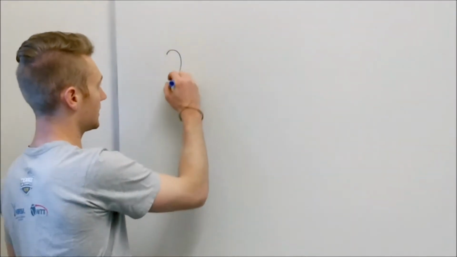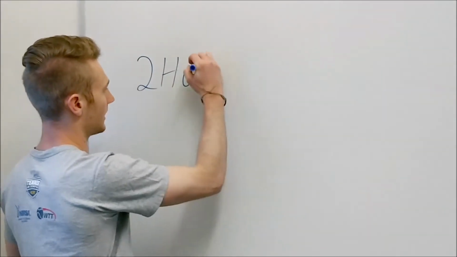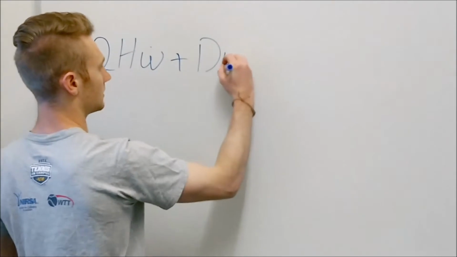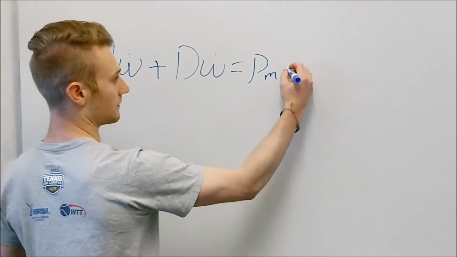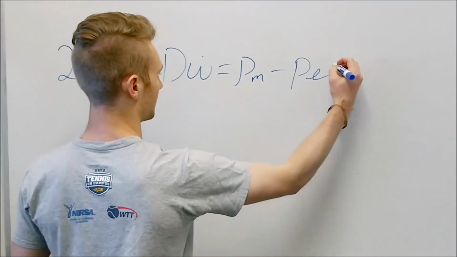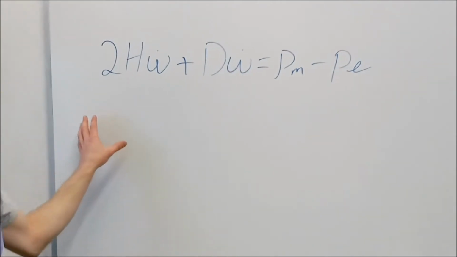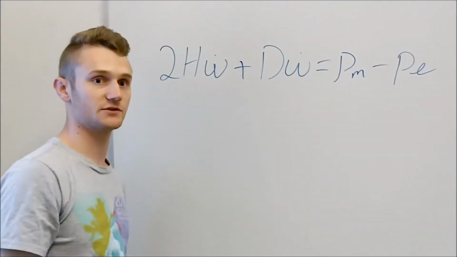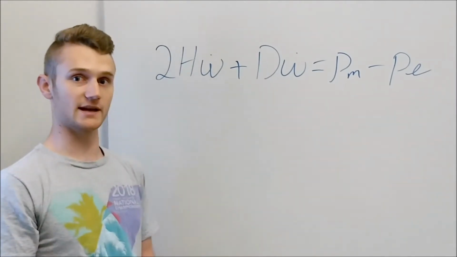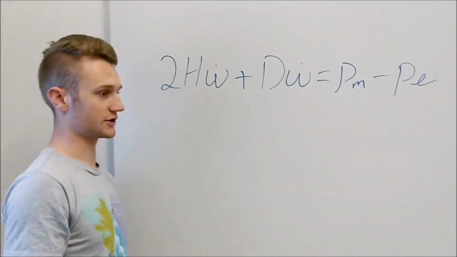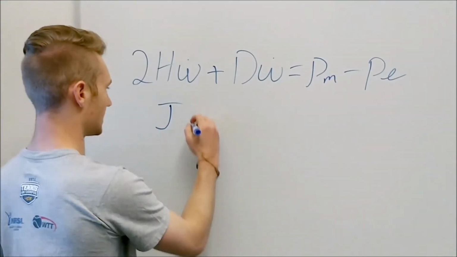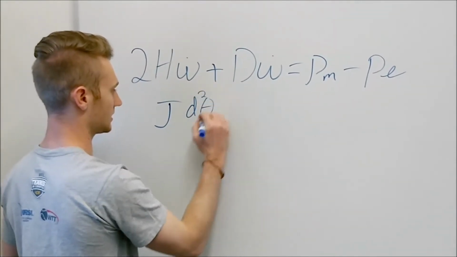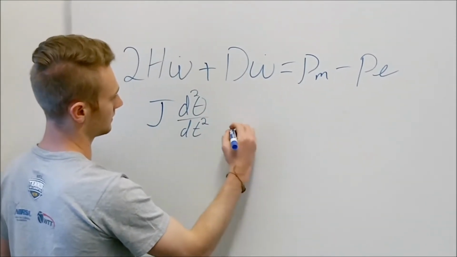This system will be governed by the differential equation shown here: 2H omega dot plus D omega equals power mechanical minus power load. Essentially, this governing differential equation for the turbine comes from force equals mass times acceleration, but the angular version of that. You have the polar moment of inertia J times the angular acceleration is equal to torque.